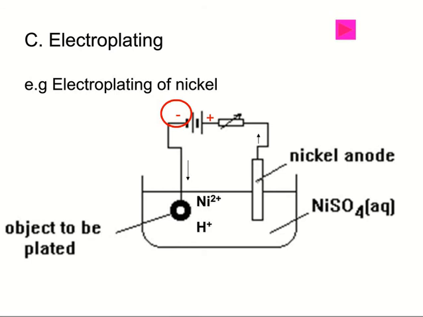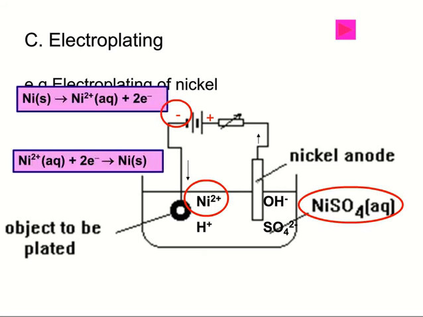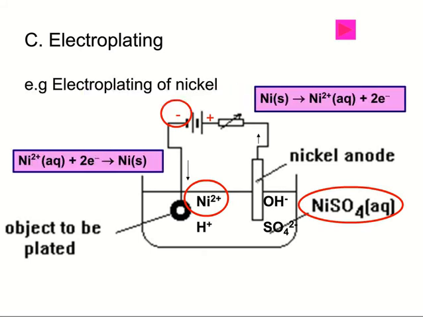Ni2+ and H+ ions come to the cathode. OH- and SO4 2- ions come to the anode. Nickel is deposited, plated, and the nickel anode dissolves. So can a plastic object be electroplated? No.